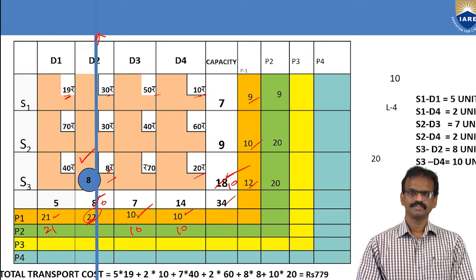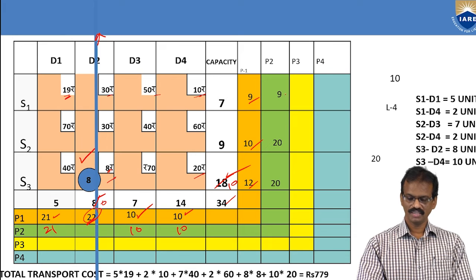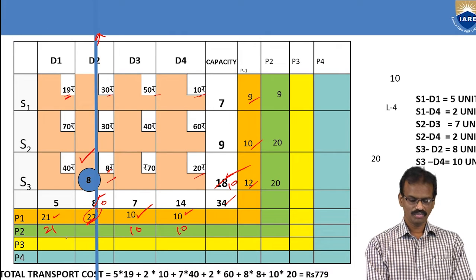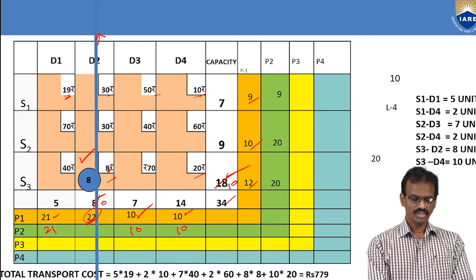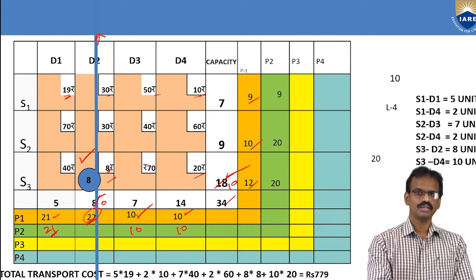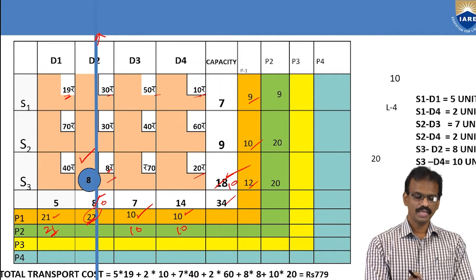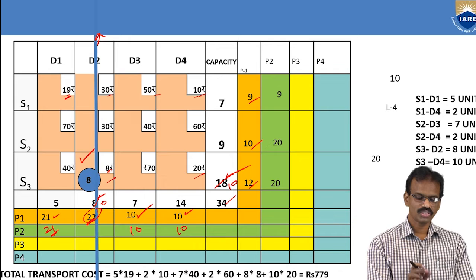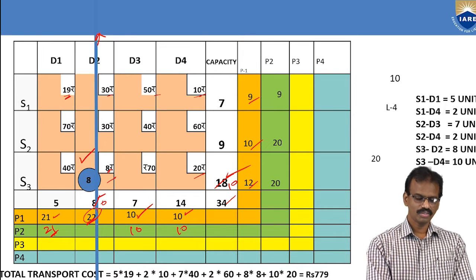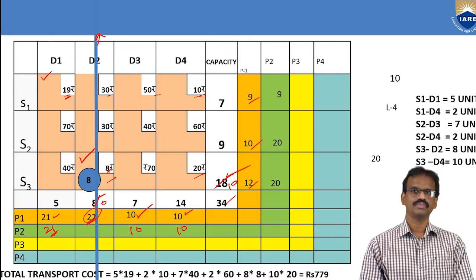Then you have to identify which is the maximum. Which is the maximum here? 9, 9, 20, 20, here 21, 10, 10. So 21 is the highest penalty value. The corresponding column you have to take. In that corresponding column, you have to identify the least cost cell. So what is the least cost cell? This is the least cost cell, so you have to allocate that one.